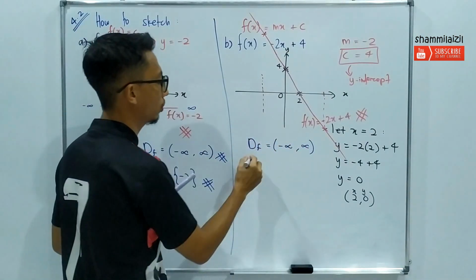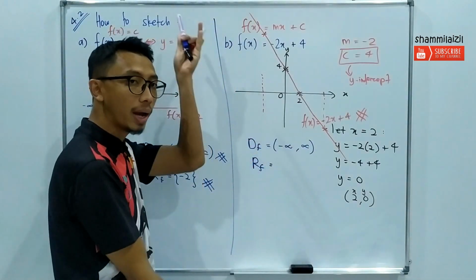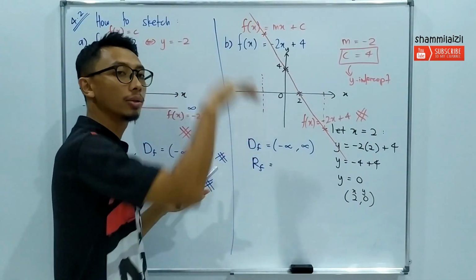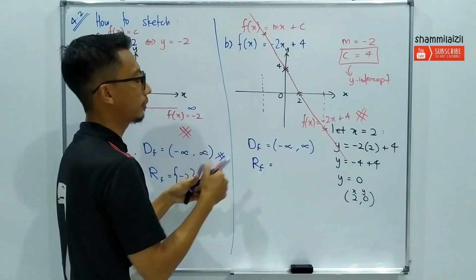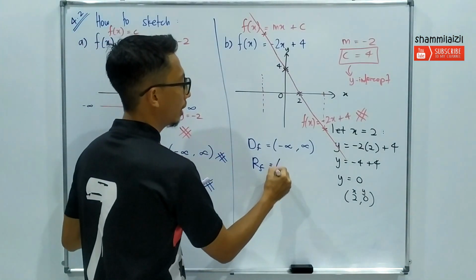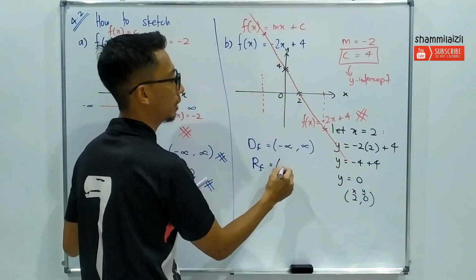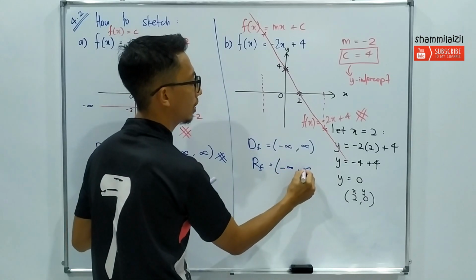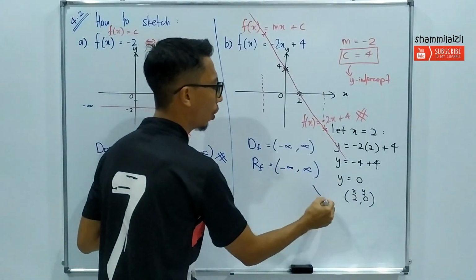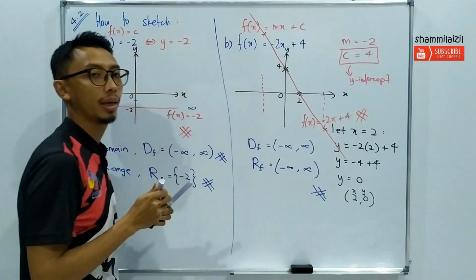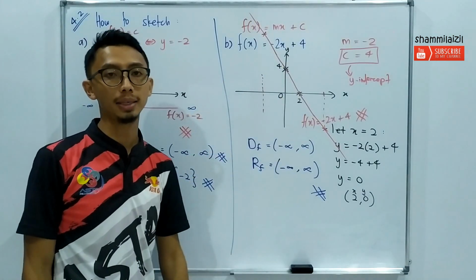So moving on to range. Range is the vertical part, starting from where to where. Possible y values for the graph to be. As you can see, the range will be minus infinity to infinity as well, because vertically it will start from minus infinity to infinity. So these two are always the domain and range for whatever linear function that you have.